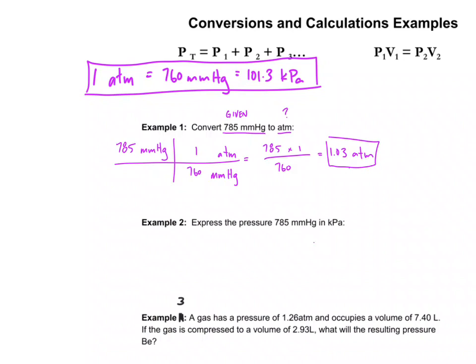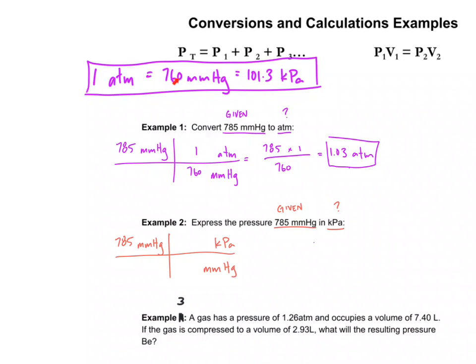Number 2 says express the pressure 785 millimeters of mercury in kPa, kilopascals. So identify what's given to you. Now I'm given 785 millimeters of mercury, and I'm converting to kilopascals. So dimensional analysis will say that my given information, 785, goes first. T-chart, bring down your units, millimeters of mercury, and what you are converting to, kilopascals. So now I refer to my conversion factor.